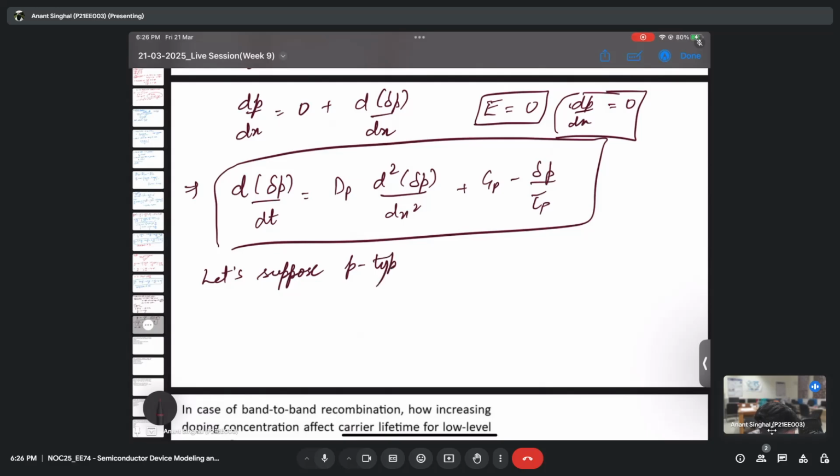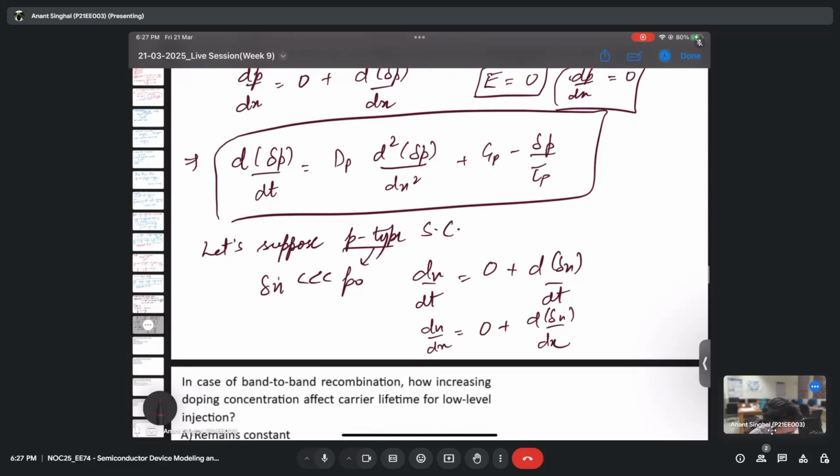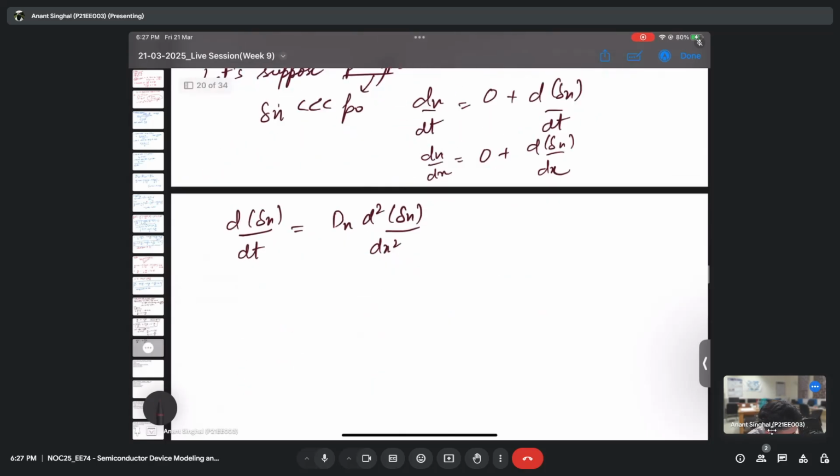Similarly, now we are talking about a p-type semiconductor. Again we know that delta n will be very less than p naught, because in p-type the minority carriers at equilibrium will be n naught. So we can write the same thing: dn over dt is nothing but d delta n over dt, and dn over dx is nothing but 0 plus d delta n over dx. Again we can write the continuity equation for electrons in the same way that we write for holes. It will be d delta n over dt equals Dn d2 delta n over dx2, plus the generation recombination, so Gn minus Rn. Rn is nothing but delta n over tau n.